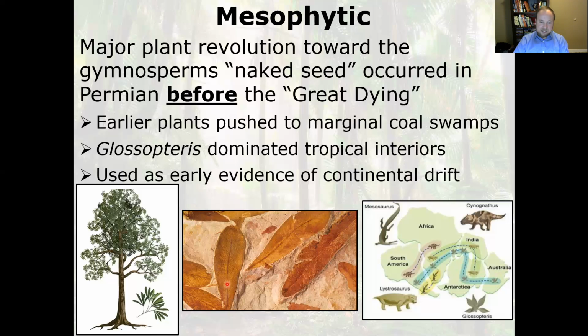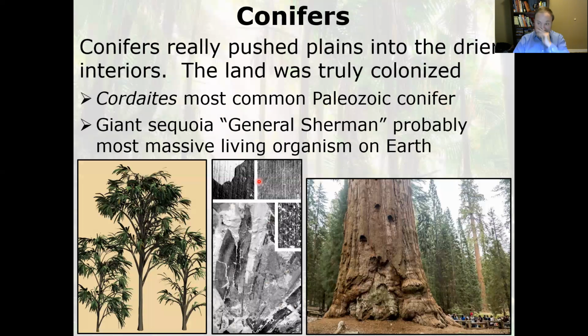And they can be recognized by their striated leaves here. The next big revolution is going from the more primitive gymnosperms into the true conifers. Conifers really pushed plants even further into the drier interiors, and now the land was truly colonized by plants. This should say plants, not plains. Cordaites is one of the most common Paleozoic conifers. This is what it looks like here. Again, more striated leaves.